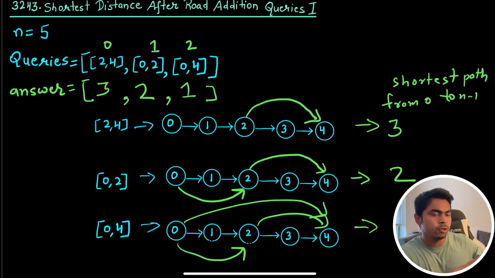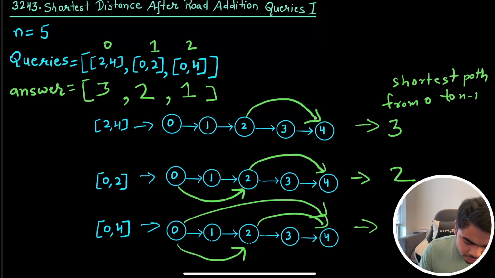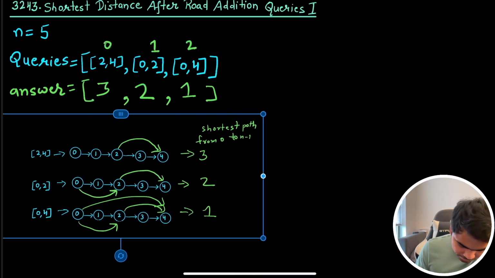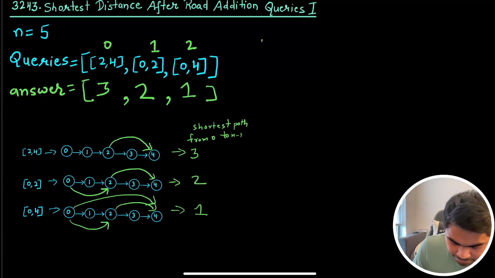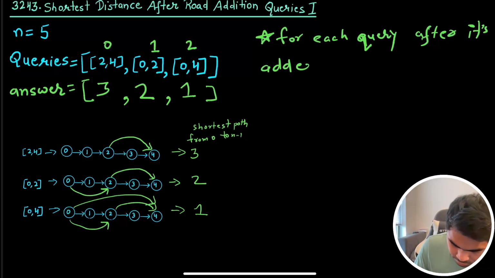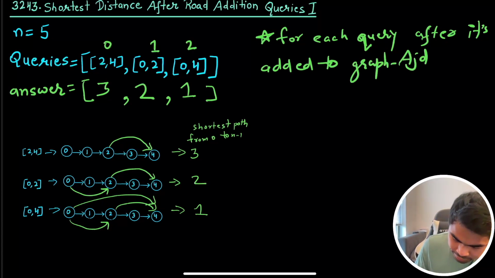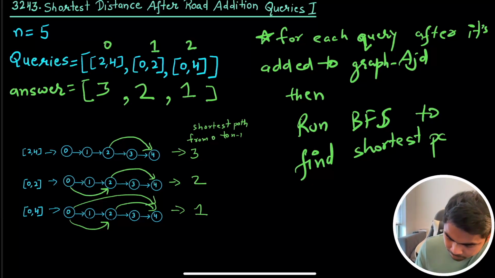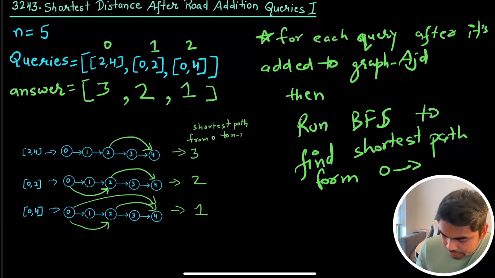So for each query you add to your graph, initially we will create our graph adjacency list. So I will just move this entire thing and note down our steps right here. Our step 1 would be: for each query, after it's added to our graph adjacency list, run BFS to find the shortest path from 0 to n minus 1.